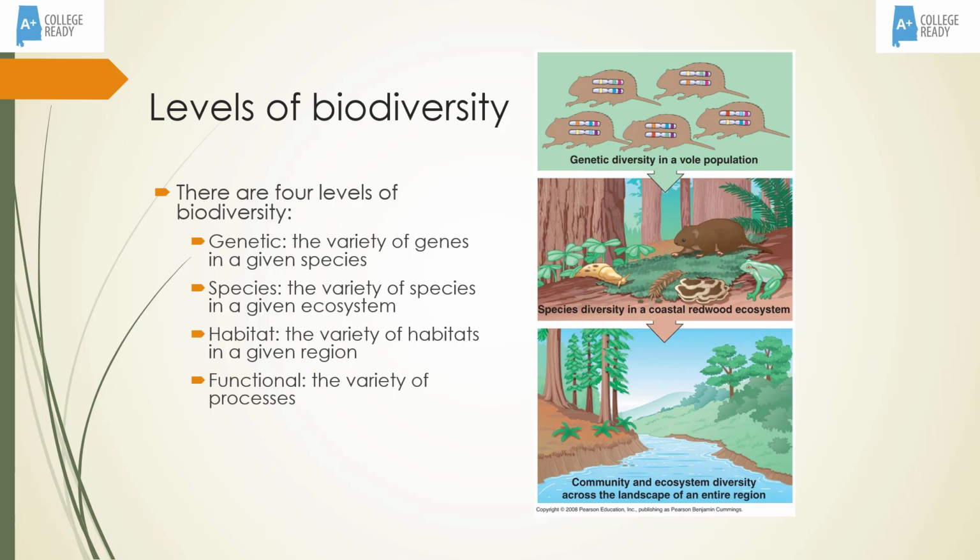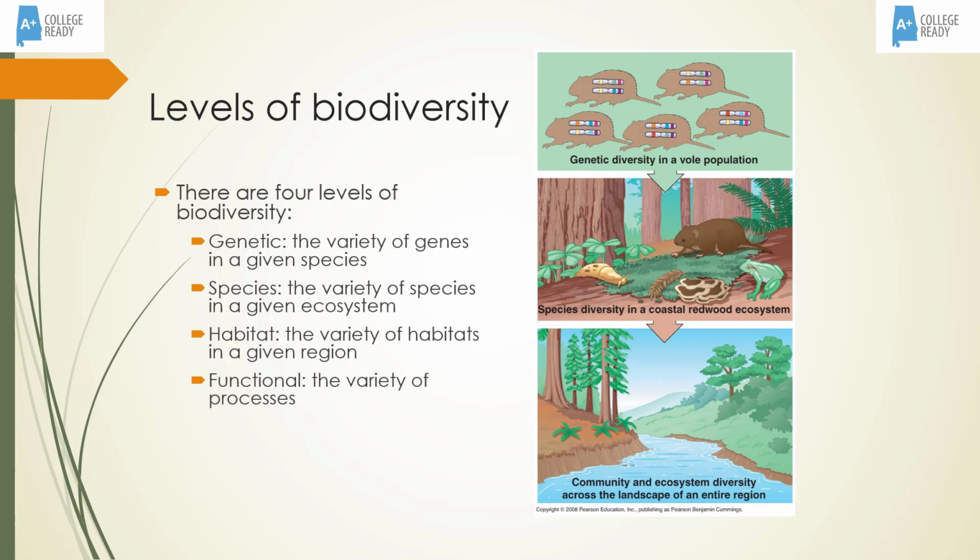There are 4 levels of biodiversity. The first meaning genetic diversity. Genetic biodiversity meaning the variety of genes in a given species. Is there lots of variety in the gene pool for a species, or are they all very, very close? Species biodiversity, the variety of species in a given ecosystem, is typically the most used form of the word. That's the most common definition.